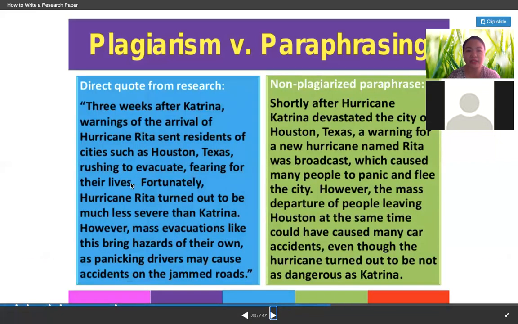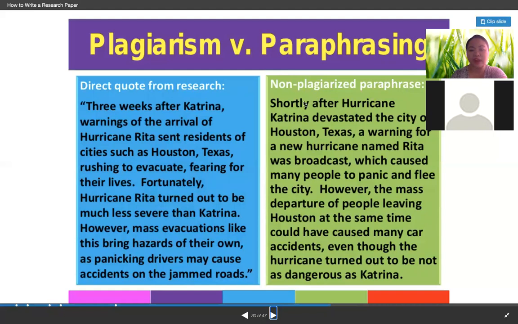So another direct quote: Three weeks after Katrina, warnings of the arrival of Hurricane Rita sent residents of cities such as Houston, Texas, rushing to evacuate, fearing for their lives. Fortunately, Hurricane Rita turned out to be much less severe than Katrina. However, mass evacuations like this bring hazards of their own, as panicking drivers may cause accidents on the jammed roads.